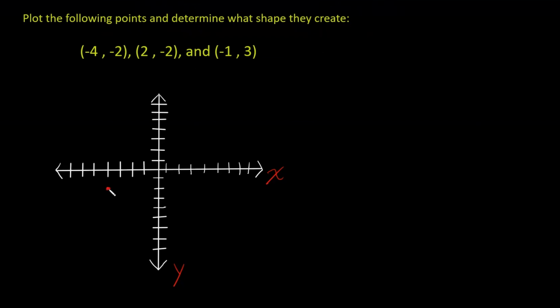And then our next point is 2, -2, so that's 2 right in the x direction, and then down 2. So that is here. And then -1, 3, so that's -1 here, left in the x direction, and then up 3. 1, 2, 3. And we can see here that this does in fact create a triangle. But I'll go ahead and draw this out by connecting these points.